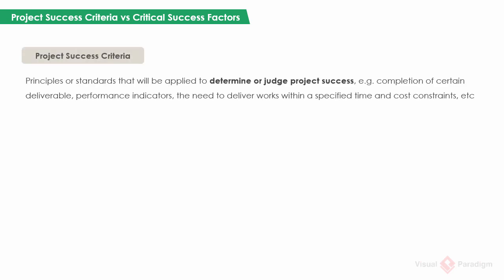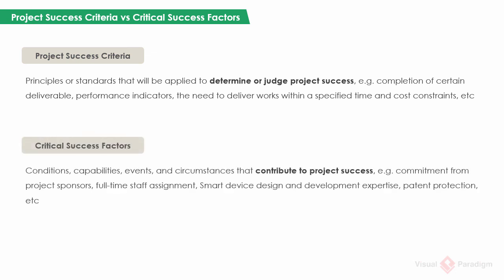Project success criteria and critical success factors are often used interchangeably, but they refer to two different concepts. Here are their definitions. Project success criteria are the principles or standards that will be applied to determine or judge project success. Only when a project can meet the criteria is said to be a success. Critical success factors are the conditions, events, and circumstances that contribute to project success. Those are the factors that will lead to a project success.